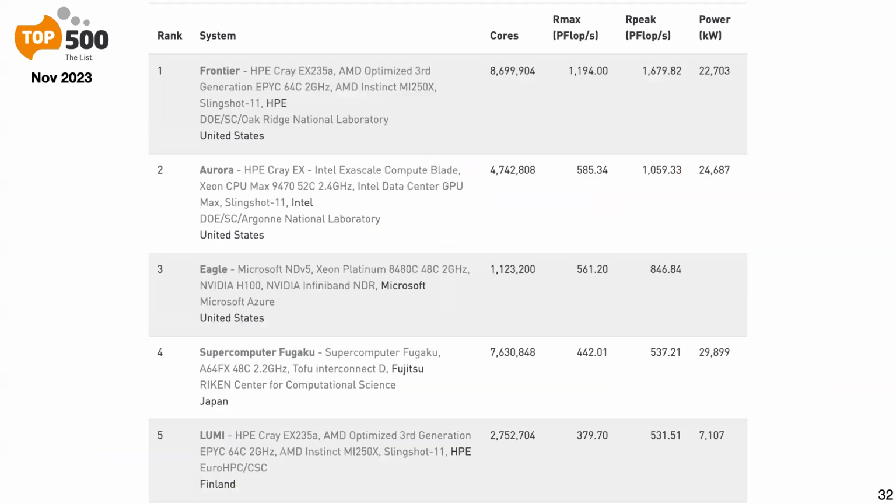Actually, I want to go back to this one, because I didn't mention what Rpeak is. Rmax is how fast you actually got doing this benchmark, and Rpeak is how fast you can get analytically, which is you have some number of cores, and each core has a clock rate, and you just multiply them. So that's the vendor optimal in some sense of how fast you can get. But obviously, Rpeak is going to be higher than Rmax.